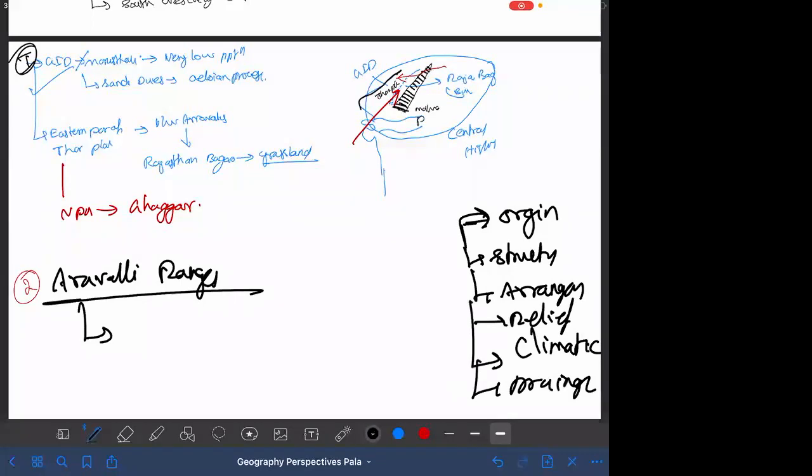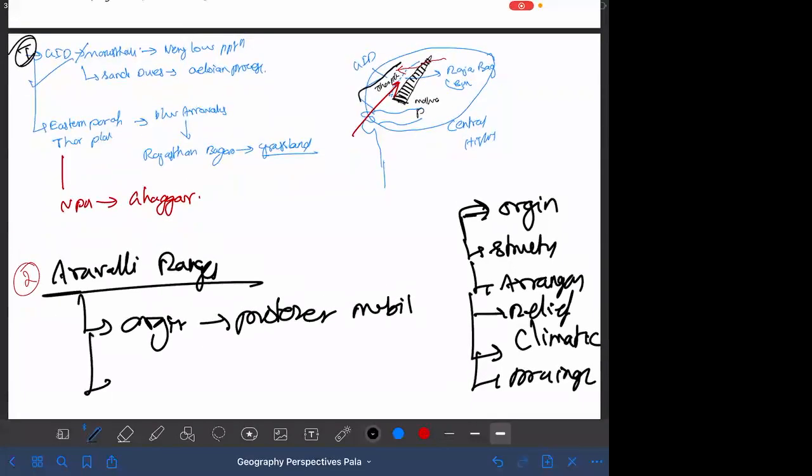Now Aravalli's origin is Proterozoic mobile belts. Obviously the lithology of the region would be of the nature of igneous and metamorphic rocks. So you will mostly see granite, and these are the regions where we see a lot of metallic minerals from the Aravalli belt. Copper ആണെങ്കിലും zinc ആണെങ്കിലും ഒക്കെ നമുക്ക് അവിടെ നിന്ന് കിട്ടാറുണ്ട്.